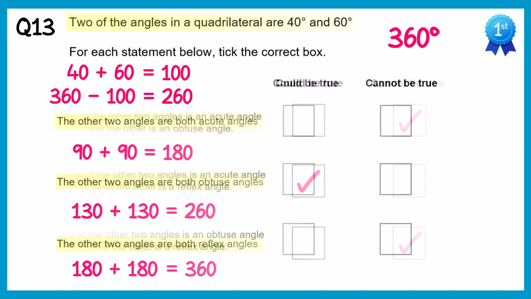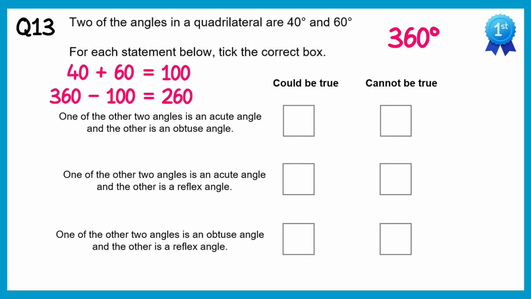And there's three more statements to check. For the next one, one of the other two angles is acute and the other one is obtuse. Now this one's a bit tricky to spot. But if you take, for example, 85 and 175, the 85 is acute because it's smaller than 90, and the 175 is obtuse because it's between 90 and 180. If you do add these two together, you get the required total of 260, so this one could be true.